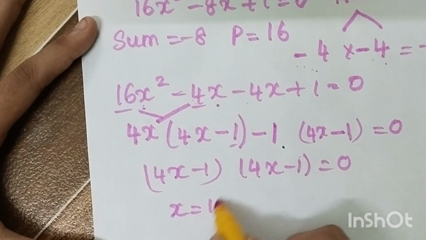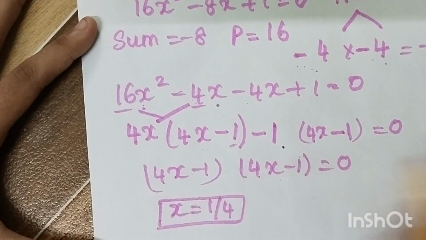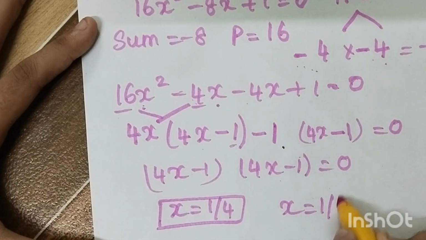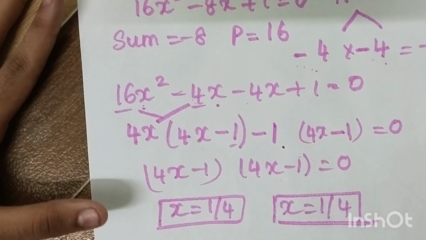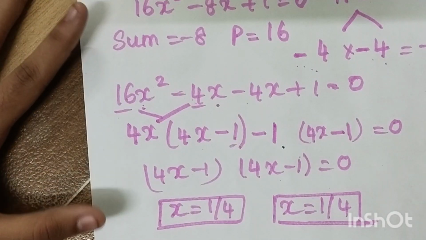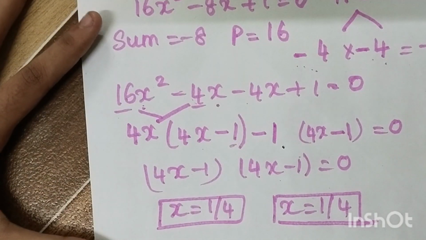So x is equal to 1/4, and here also x is equal to 1/4. Clear? So now moving on to the fifth sum.